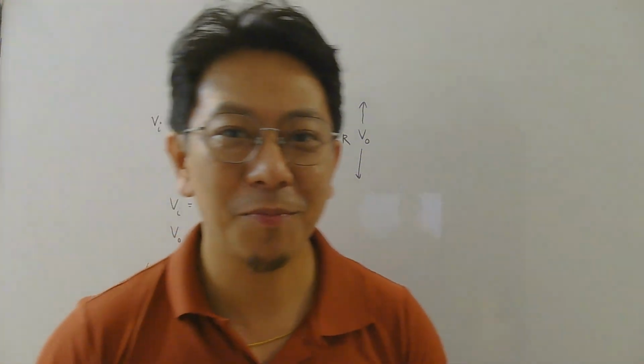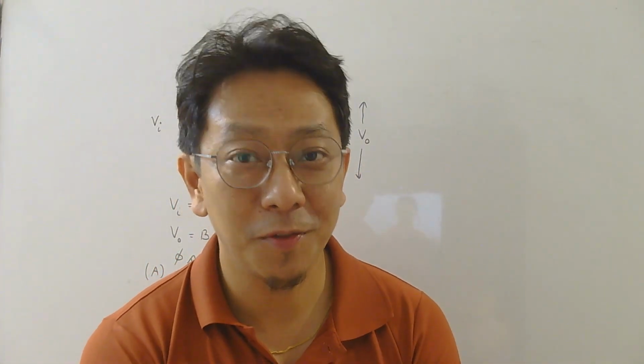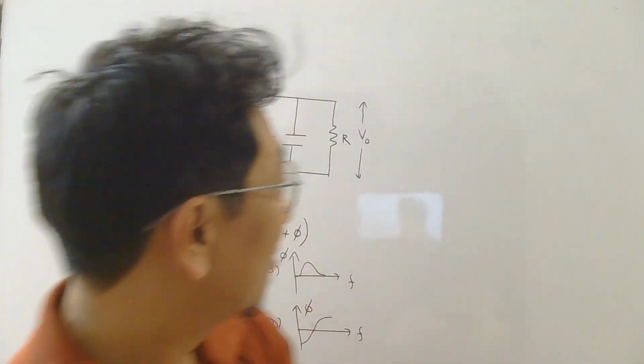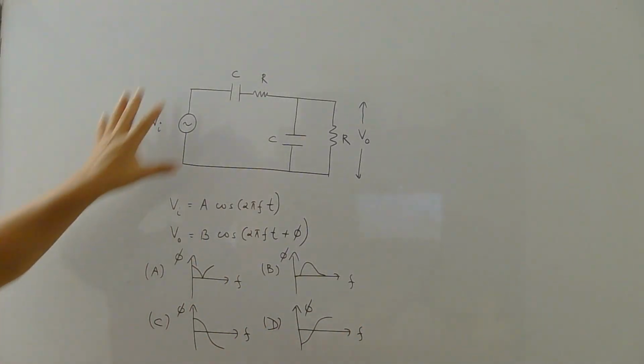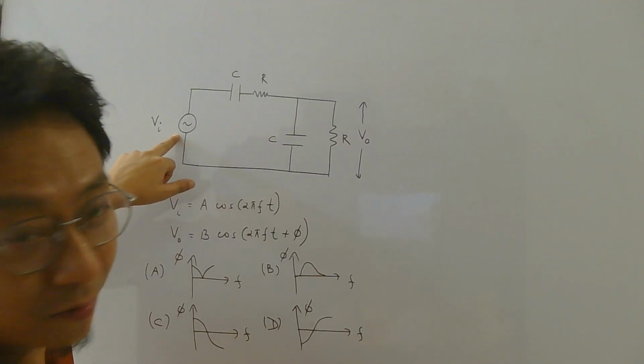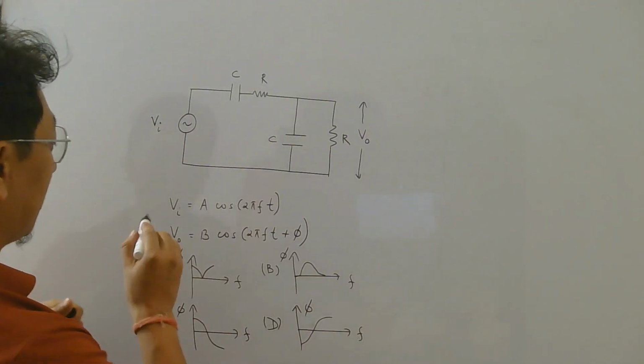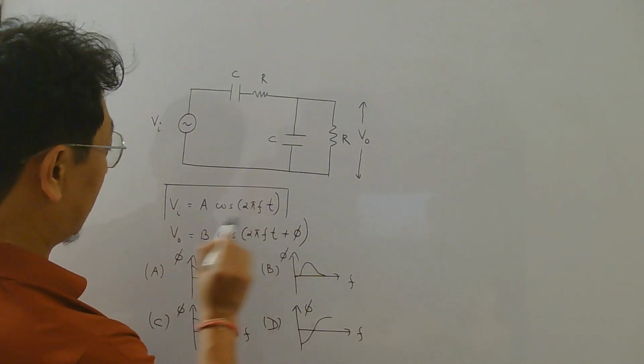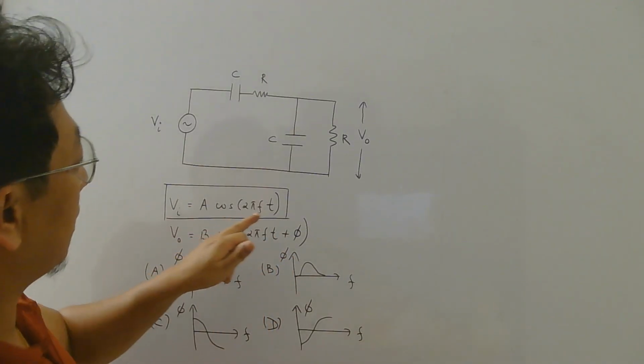Hi everyone, today I brought a nice question from the chapter of alternating current. So the question says that you have an AC circuit like this. This is the input AC voltage whose formula they have given like this: A cos 2 pi ft.